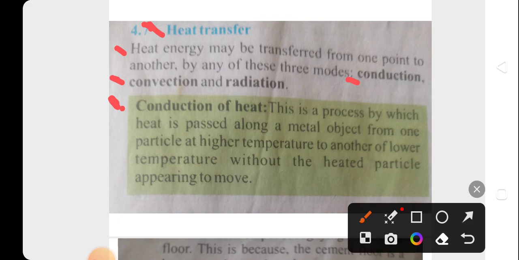This is the process by which heat passes along a metal object from one particle at higher temperature to another of lower temperature without the heated particle appearing to move.